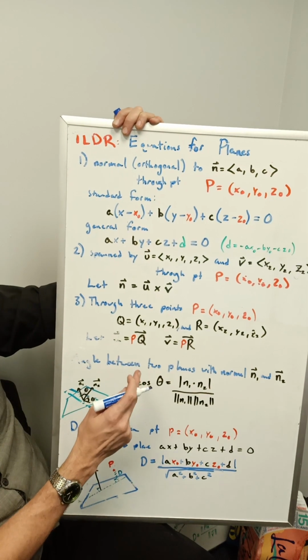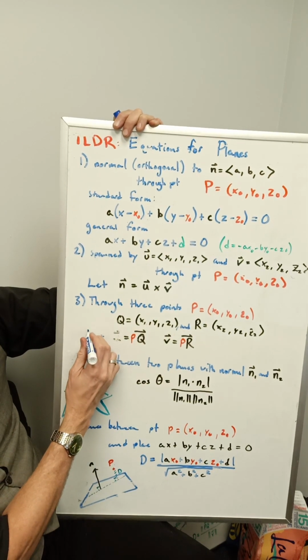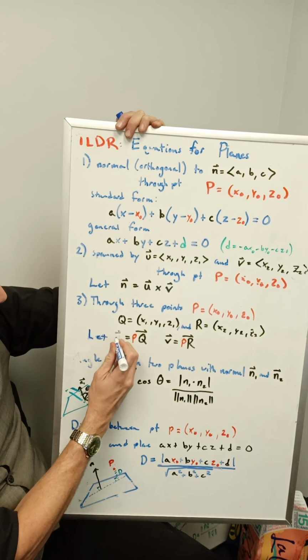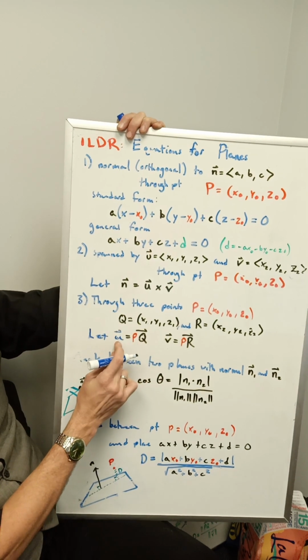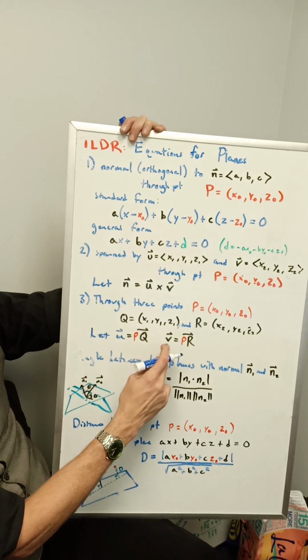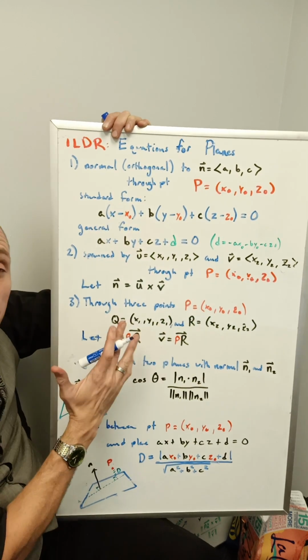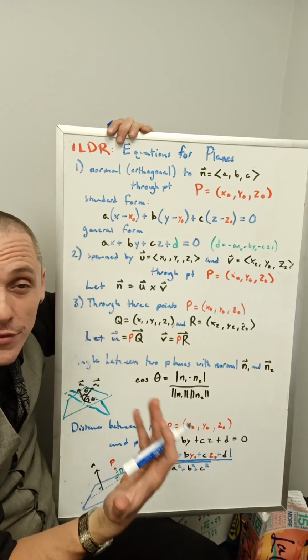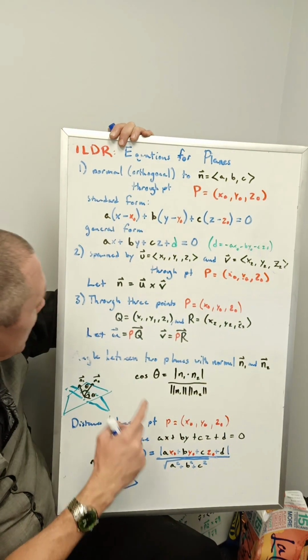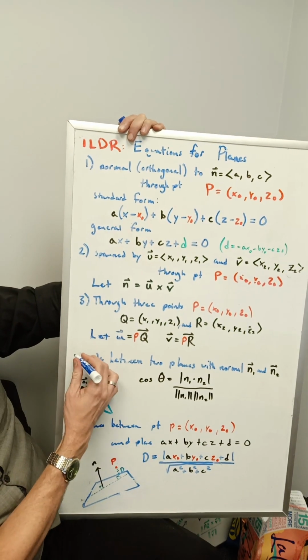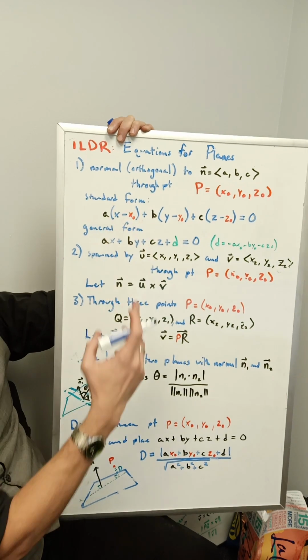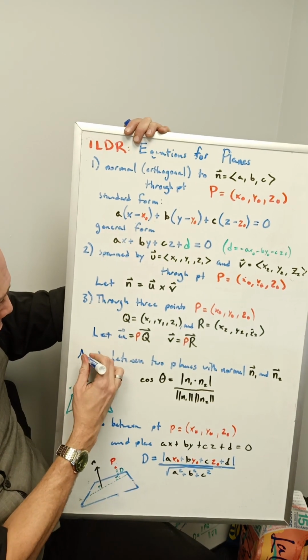Finally, if we have 3 points, we could just let, I'll write this in blue, u be equal to one displacement vector, let v be equal to the other. Doesn't really matter which ones you pick. You get a different form, but an equivalent plane. And then we could just repeat the steps before to find the equation for the plane.